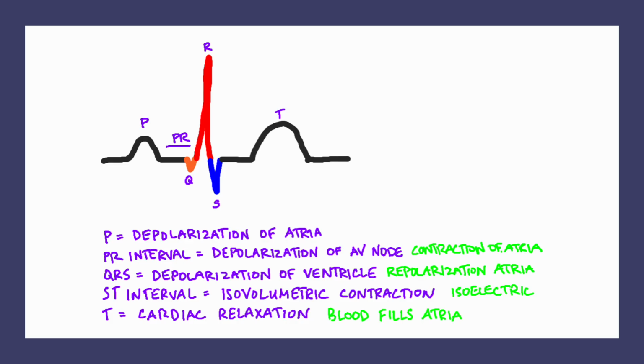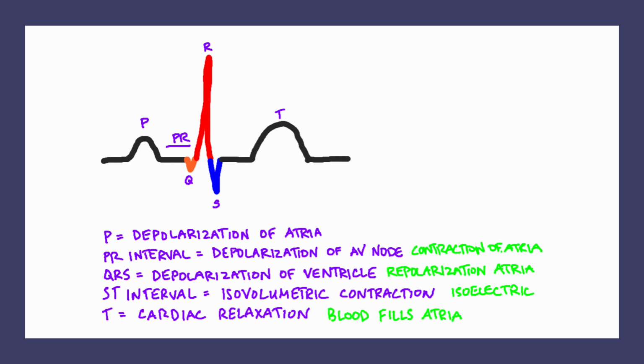Now that we know how the heart beats on a cellular level, let's take a look at how it's measured. This is a normal cardiac cycle as seen on a cardiac monitor or EKG. The leads measure the alteration in electrical potentials as they move across the heart. This is how it's broken down.